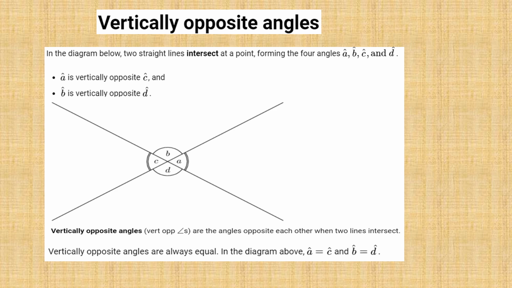So what can we say about vertically opposite angles? We can conclude by saying vertically opposite angles are the angles opposite each other when two lines intersect. In the diagram above, vertically opposite angles are always equal. Angle A equals angle C, and angle B equals angle D, and we call them vertically opposite angles.